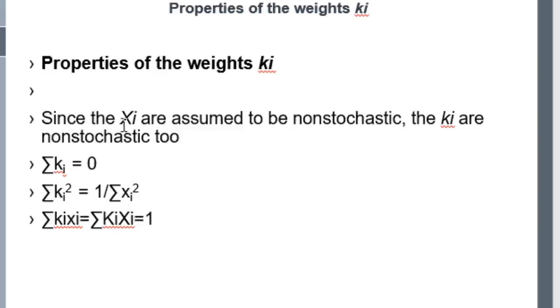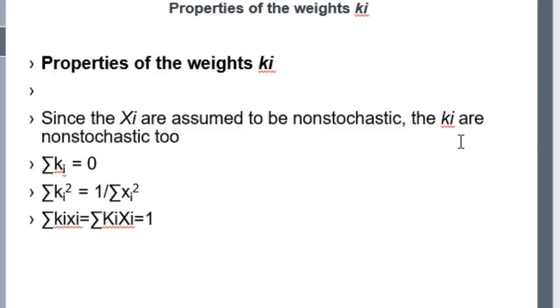Here, since xi are assumed to be non-stochastic, ki, which is defined as xi by sigma xi square, is also non-stochastic. This ki is a function of xi, the independent variable, and xi are assumed to be non-stochastic. Therefore, ki are also assumed to be non-stochastic.